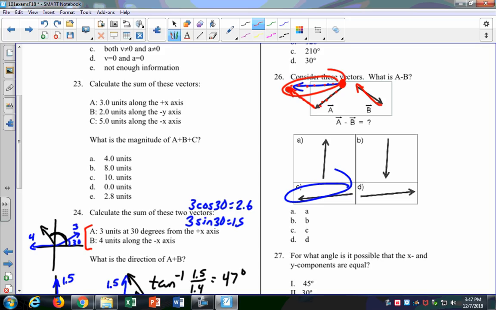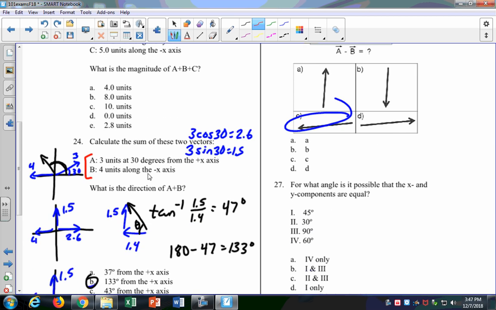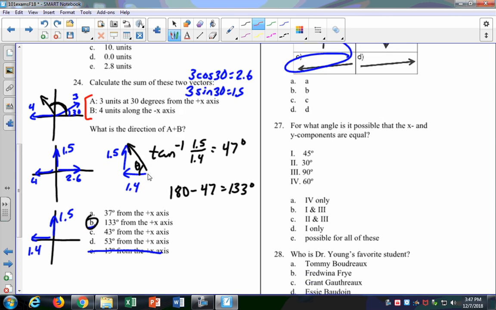So, number 24, the answer was 133 from the positive x. If you had 47 degrees from the negative x-axis, that would be correct too, yeah. I just wanted to check. Yeah, that's a good point, that I could write it like that. On this question, drawing the picture really helps. Some of you don't draw pictures, I know, but it always helps me.